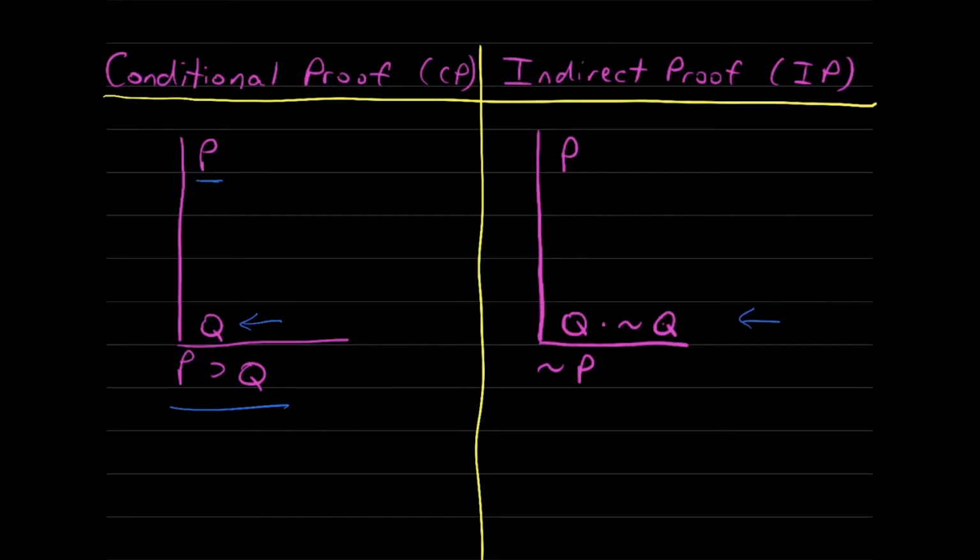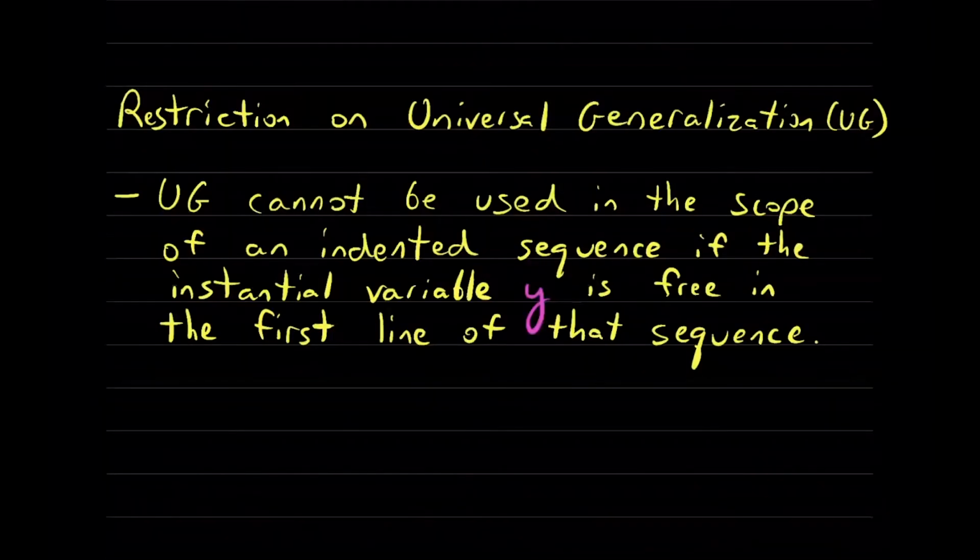So I want to talk about the use of conditional proof and indirect proof now in predicate logic. Largely, conditional proof and indirect proof are used exactly the same way as they are in propositional logic, with the exception of one rule. There's a restriction on the use of universal generalization and how to use that correctly inside indented sequences. So here is the restriction. This is the only really new thing you have to learn in order to master the exercises for this week.